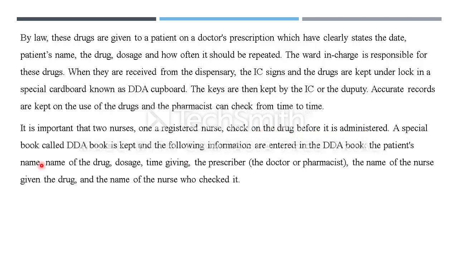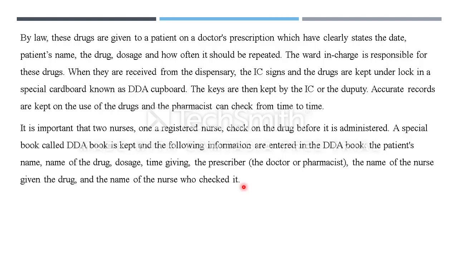A special book called the DDA book is kept, and the following information is entered in the DDA book: the patient's name, name of the drug, dosage, time given, the prescriber, the name of the nurse giving the drug, and the name of the nurse who checked it. Because these drugs are very dangerous, before they can be administered, there should be a second party to observe that the drug is being administered.